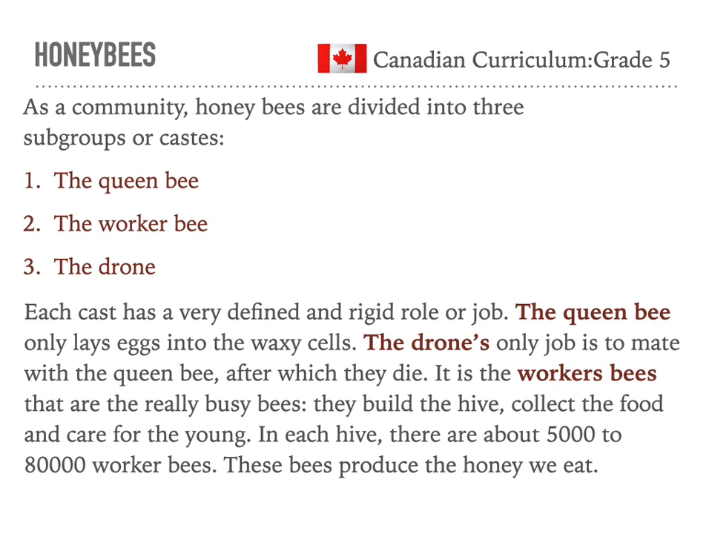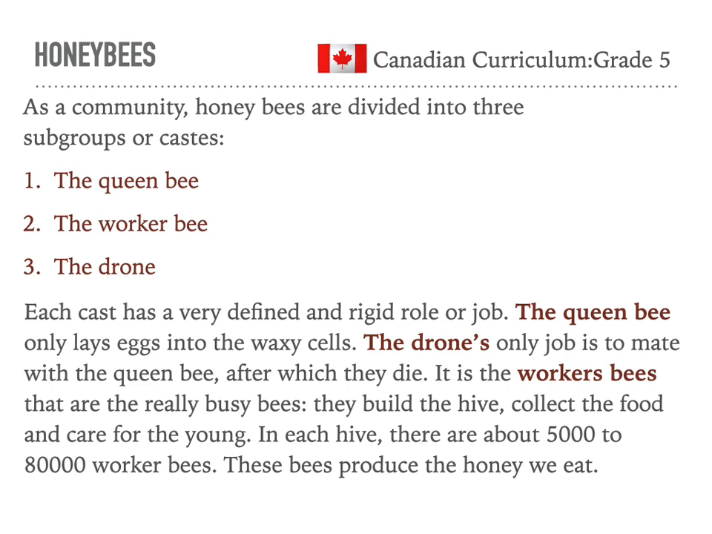As a community, honeybees are divided into three subgroups or castes: the queen bee, the worker bee, and the drone. Each caste has a very defined and rigid role or job. The queen bee only lays eggs into the waxy cells. The drone's only job is to mate with the queen bee, after which they die.